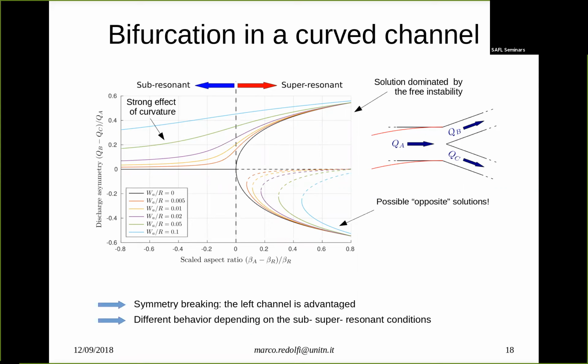In addition, you still have the possibility of an opposite solution, where the water doesn't flow as you expect on the left, but the system can switch to the opposite state, where the channel branching at the inner bank is actually dominating.